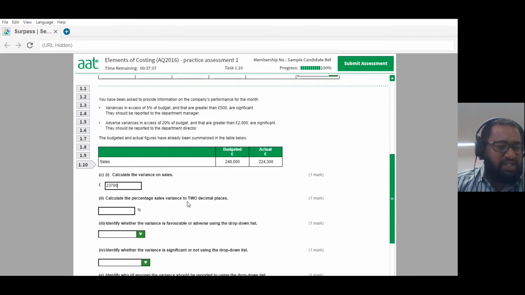Calculate the sales variance percentage to 2 decimals. Okay, so we're going to do 23,700 divide by 248,000 pounds and multiply by 100. Right, calculator decided to do something different. Okay, divide by 248,000 pounds, multiply by 100, and that gives me 9.56%.